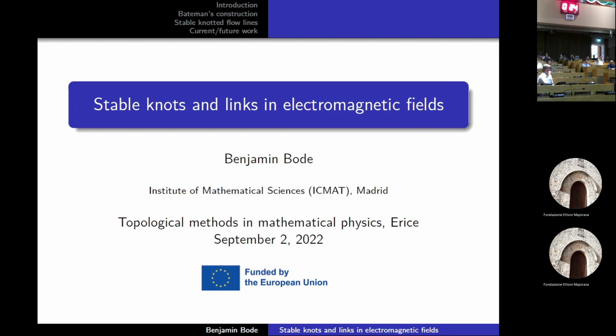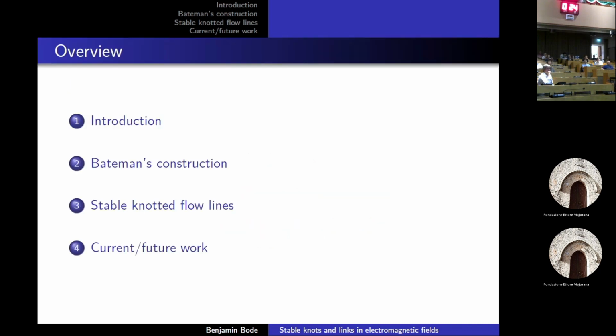I'm going to talk about stable knots and links in electromagnetic fields, and this is work that's supported by the European Union with the Marie Curie Fellowship. This is the outline of my talk. I'll start with an introduction where I explain what I mean by stable links. Then I'll talk about Bateman's construction, which I will use to prove that every link type can be obtained as a stable link. And if I have time, I will talk about some current and future work.